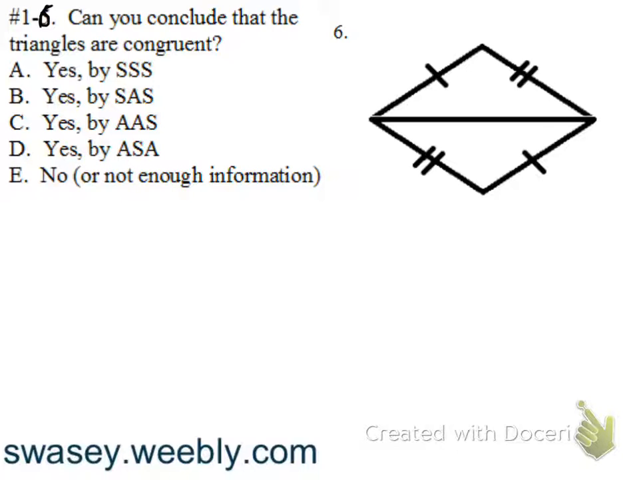And then on this one, we've got 2 sides marked in each. Now we've got the reflexive property at work. That side happens to be part of both triangles. So we have enough for side, side, side.